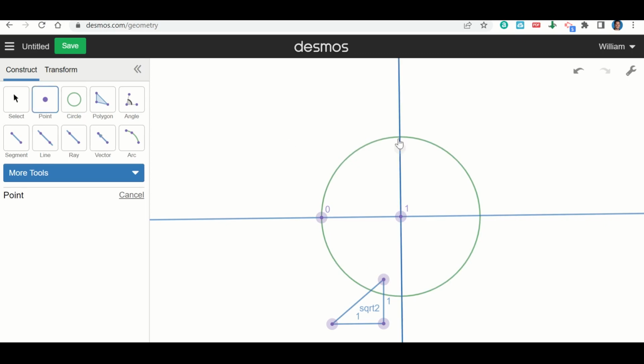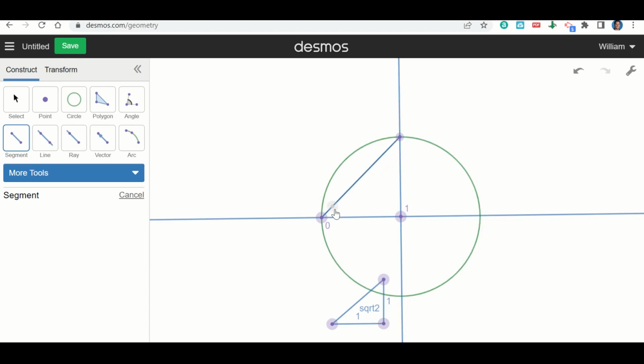So I'm going to go ahead and put a point where they intersect, right there. So just like my drawing I made here, this segment was 1, this segment was 1, so this side here should be square root of 2. So if I connect 0 to this point here using a segment, then this should be square root of 2.